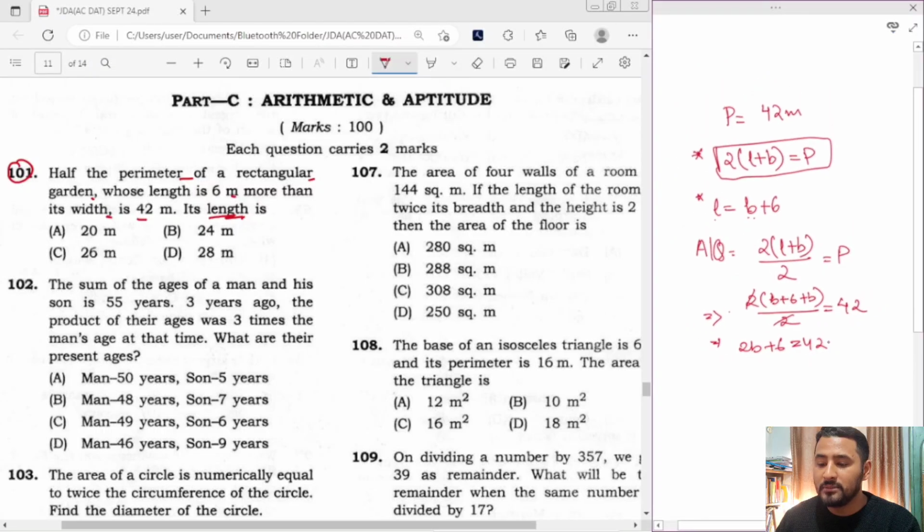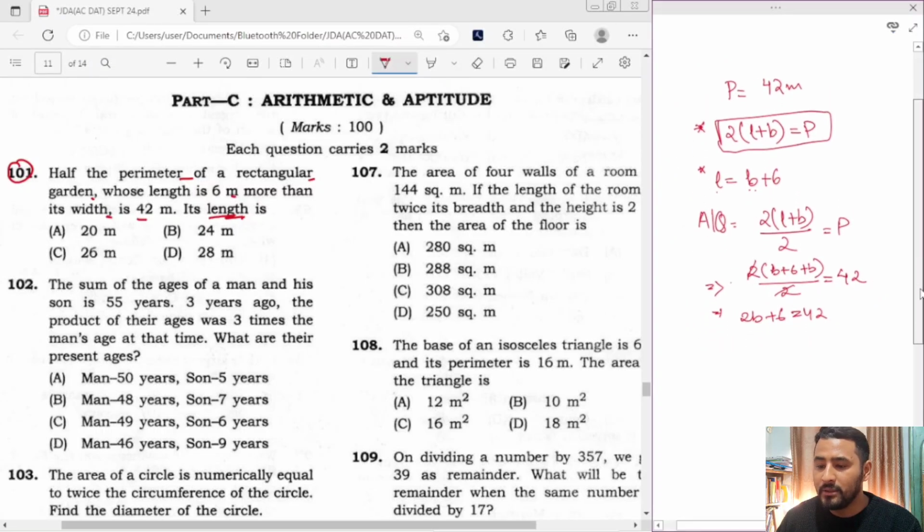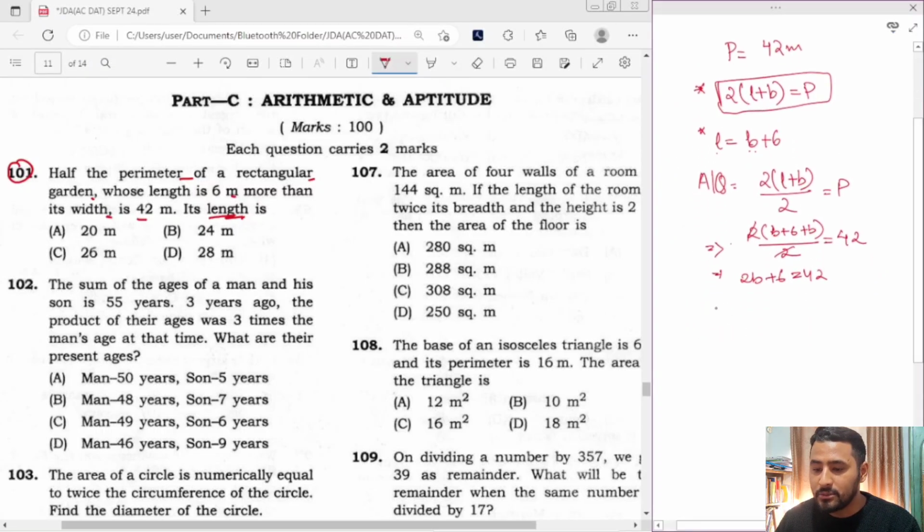Let me zoom out a little bit. 2B equal to 42 minus 6, bringing that 6 to the other side as minus 6. So 2B equal to 36. Then B will be 36 by 2. When you cancel, you get the value of B, which is 18.